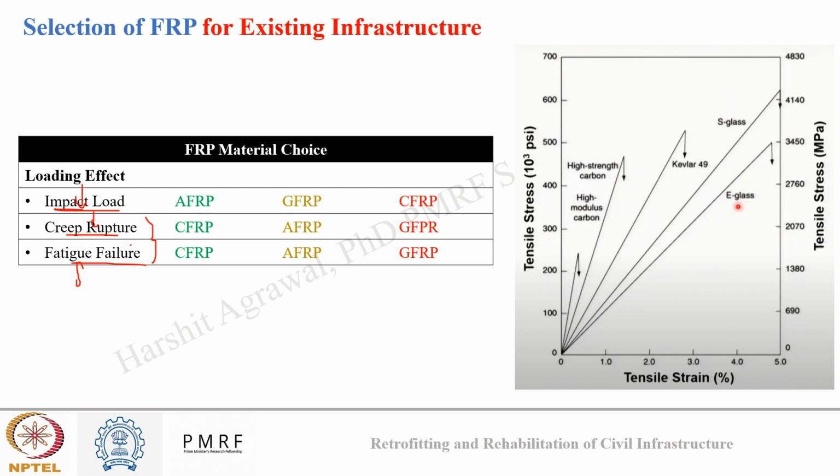Okay. Now, under these conditions, this table shows how different FRP performs. Under impact loading, AFRP's performance is more superior than GFRP and CFRP, while in creep loading, CFRP is more superior than AFRP and GFRP, and in fatigue also, CFRP is more superior than AFRP and GFRP. So, you can see not just the stress versus strain curve, but the performance in other types of loading also becomes very critical for choosing the right material when we are considering loading effect.